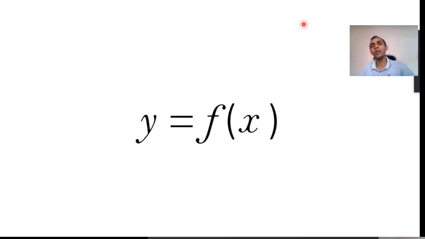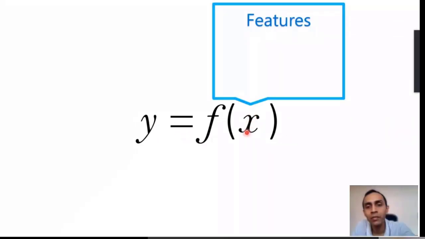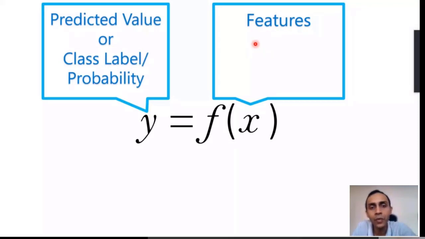You can think of machine learning as a mathematical function, where you take the input values in your training data set, which we can call features or numerical values. This mathematical function will predict a value, which can be a continuous value, a class label, or even a class probability.